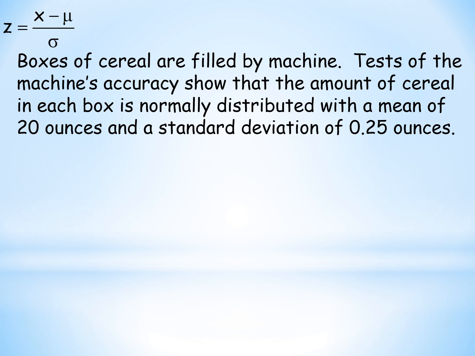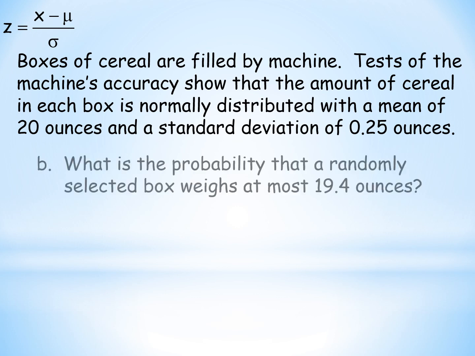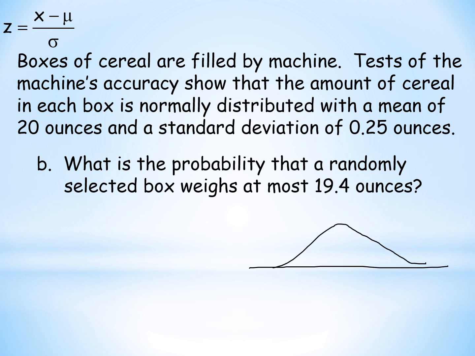Let's look at another one. Same exact criteria, except now they want to know the probability that a randomly selected box weighs at most 19.4 ounces. Once again, I hate to keep belaboring this point, but it's important to think about where you are on this curve. If this here is your average, which is 20 ounces, and you want to know at most 19.4, then that's the smaller number, so you want to know what this side of the curve is. I don't have to subtract it from 1, because 19.4 is the lower value.